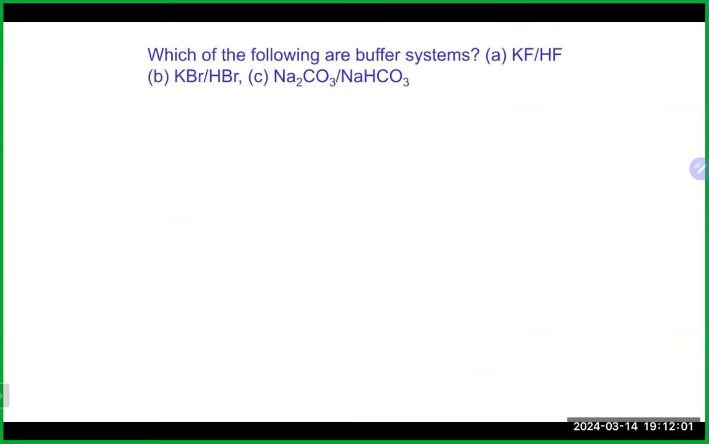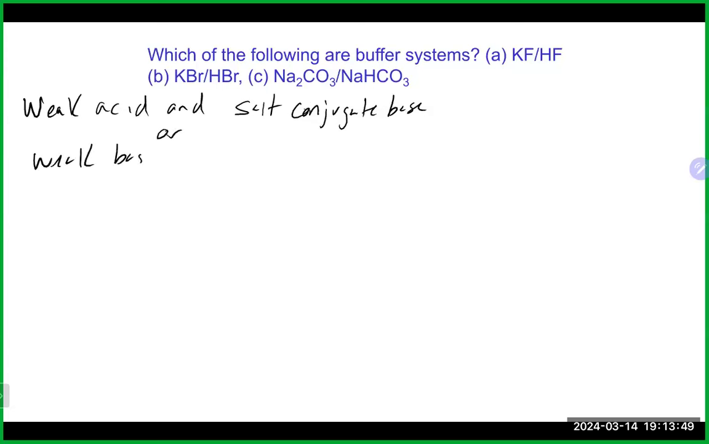So take a moment here, for each of the following pairs, can they be a buffer? Okay, so let's take a look and see. Remember, a buffer is really one of two combinations: either a weak acid and the salt of its conjugate base, or a weak base and the salt of its conjugate acid. So that's really what we want to determine here.